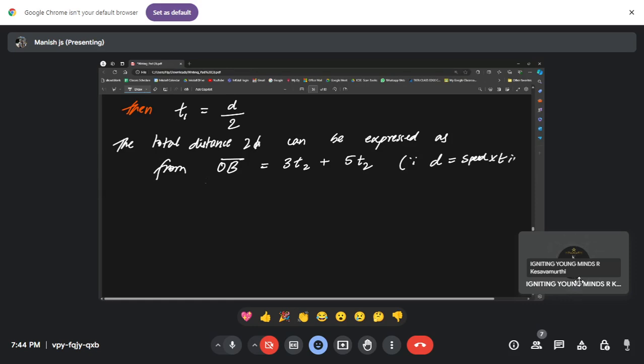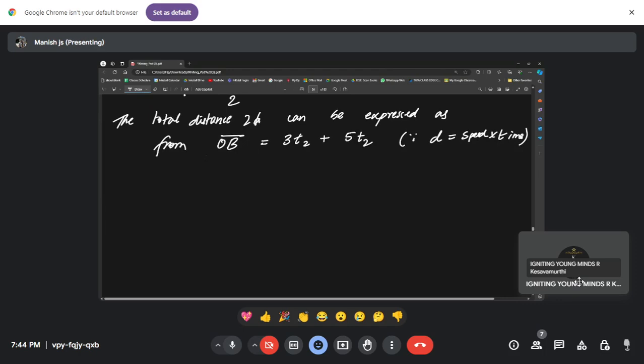So making use of this relation, I am writing OB is equal to 3T2 plus 5T2. So we can write it like this. You can take T2 common out here. So 3T2 plus 5T2 is basically 8T2. Okay, and OB is equal to D. So I'm going and substituting that particular relation.